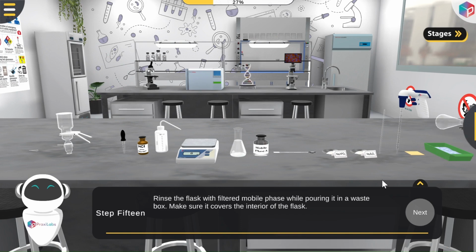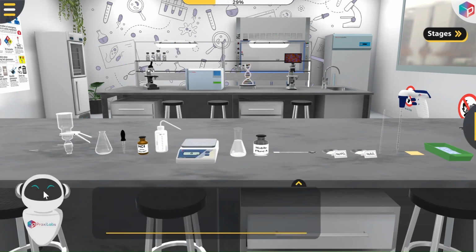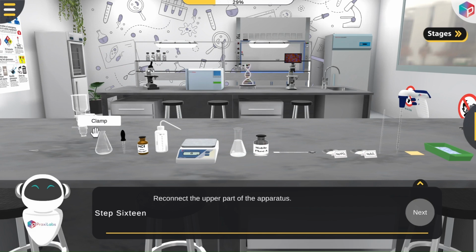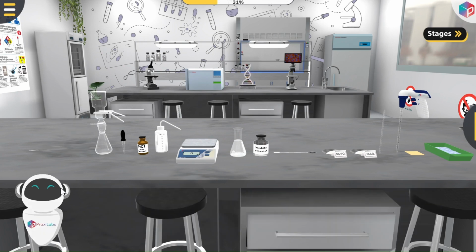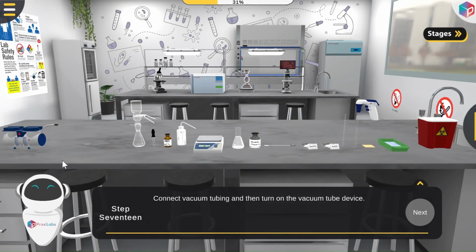Step 15. Rinse the flask with filtered mobile phase, pouring it into a waste container. Ensure the interior of the flask is well rinsed. Repeat this process 2 more times with mobile phase A. Step 16. Reconnect the upper part of the filtration apparatus. Step 17. Connect the vacuum tubing and turn the vacuum back on.